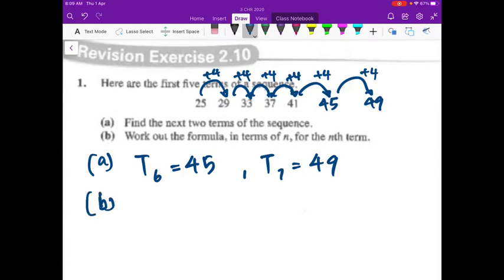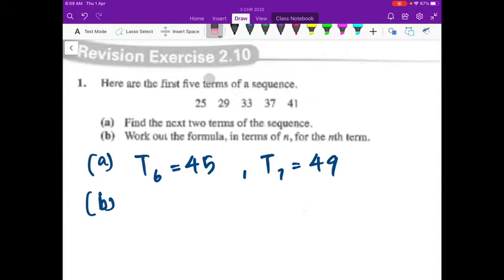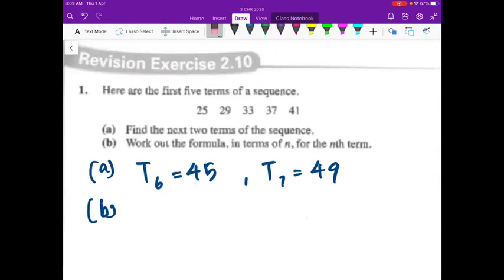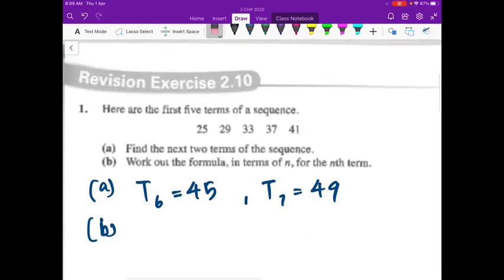Okay, so now the next one is part B. Find the formula in terms of n for the nth term. So what does this mean? Is it 49n? Okay, so is it n plus 4? 1 times 4 plus 21.